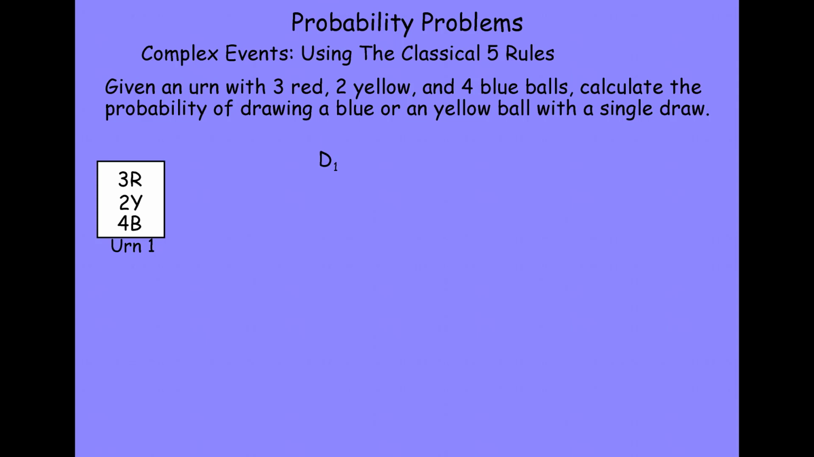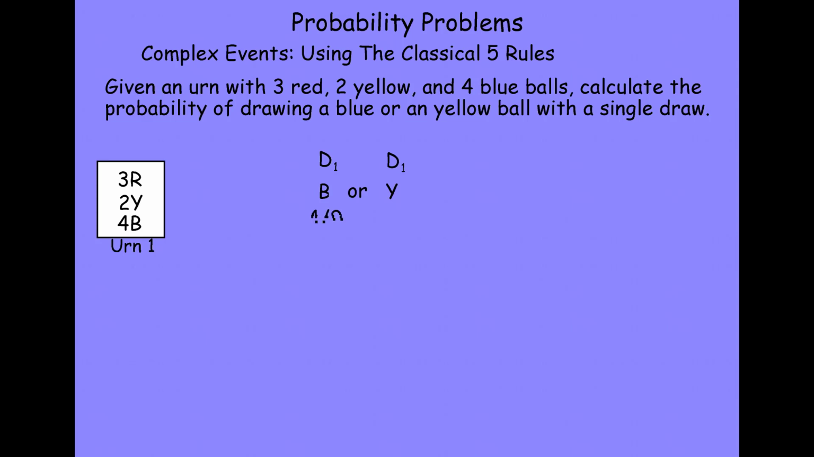And one favorable outcome for that draw would be I drew a blue ball. Or I have that draw, and a favorable outcome for that draw would be that I draw a yellow ball. So I have two different ways of having a favorable outcome. I could get a blue or I could get a yellow. So I know that I'm going to be using the disjunction rule.